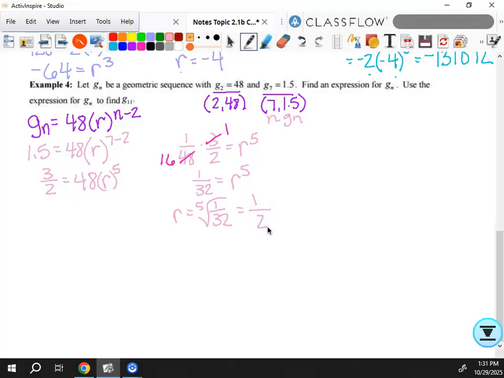Throwing things at you. Okay. So go ahead then and find G11. Oh, I'm sorry. Before we do G11, I skipped ahead. Don't find G11 yet. We have to write our actual G sub n. Coming back over here, right? That's equal to 48 times 1/2 to the n minus 2 power. Always make sure you answer the questions being asked. Now that you have that, now find G11.